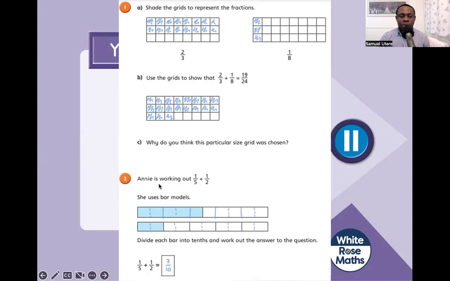Here, question 2. Annie is working out 1/5 plus 1/2, a half. She uses bar models. Okay, this is what Annie did. Divide each bar into tenths and work out the answer to the question. Here is what she got. Okay, so that should be the answer. Have you noticed that the denominator is 10, which is the lowest common multiple of 5 and 2?